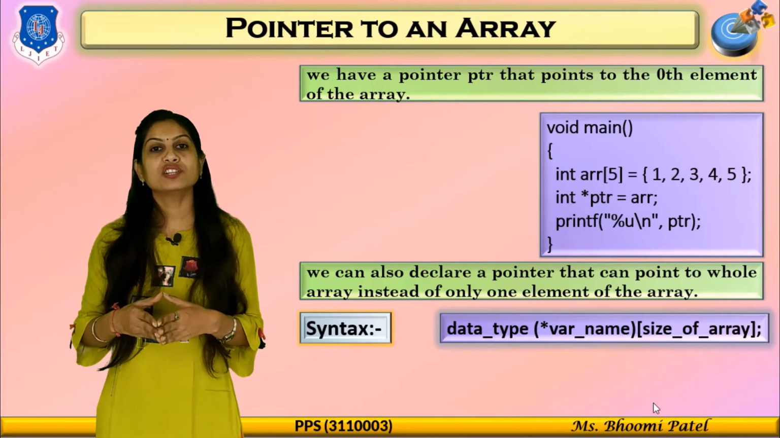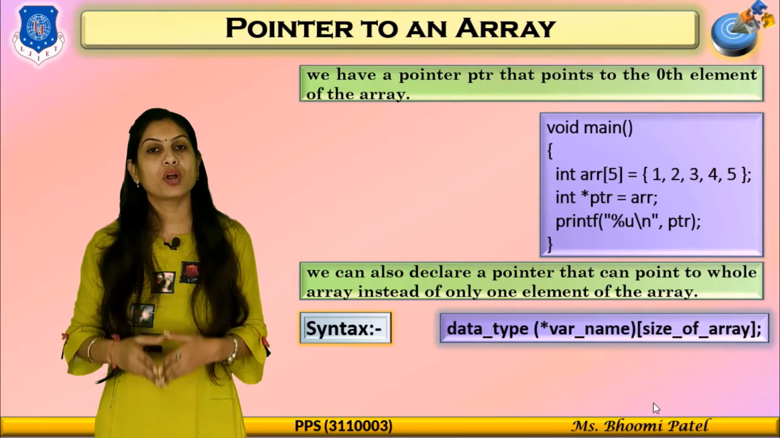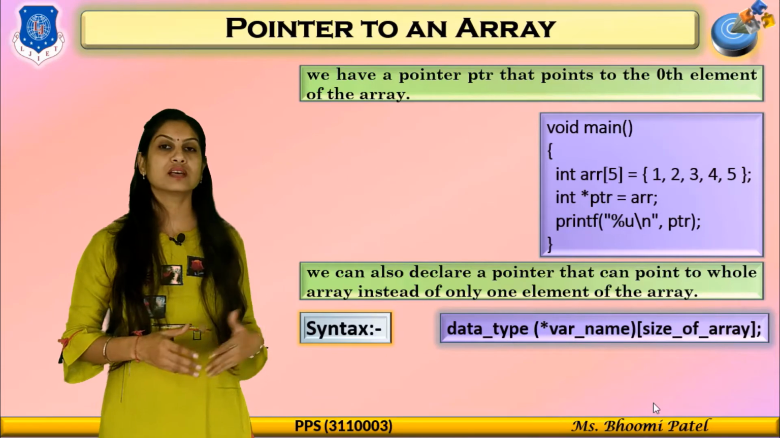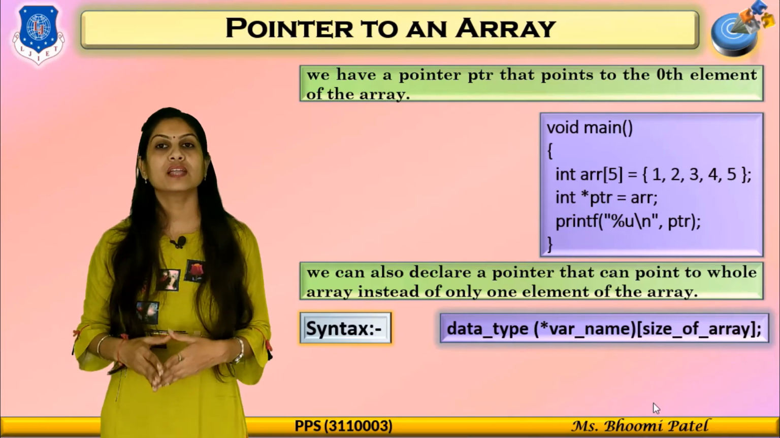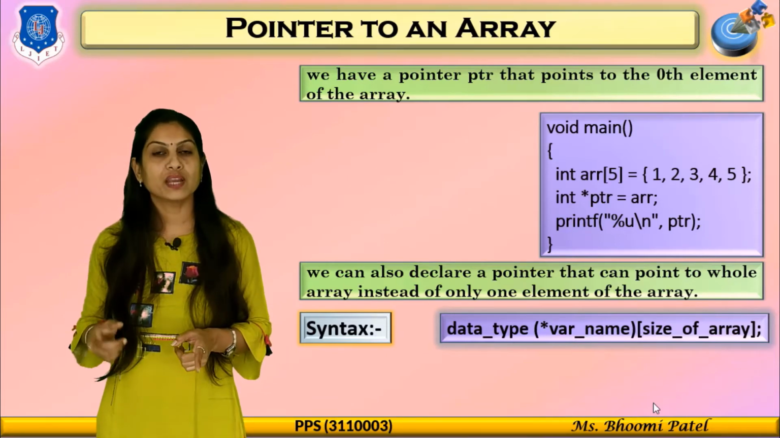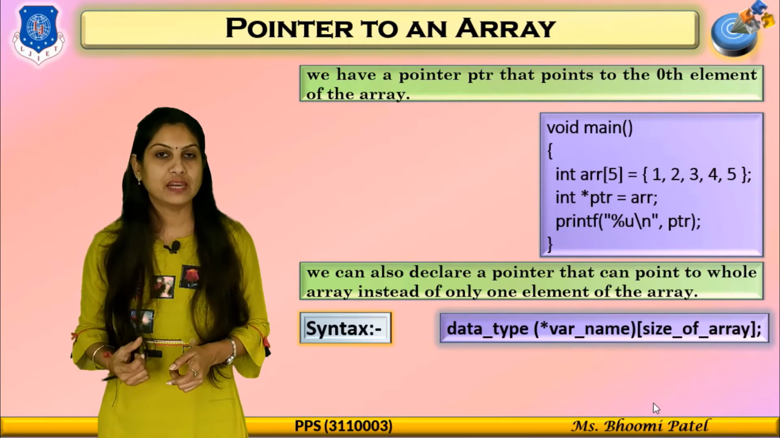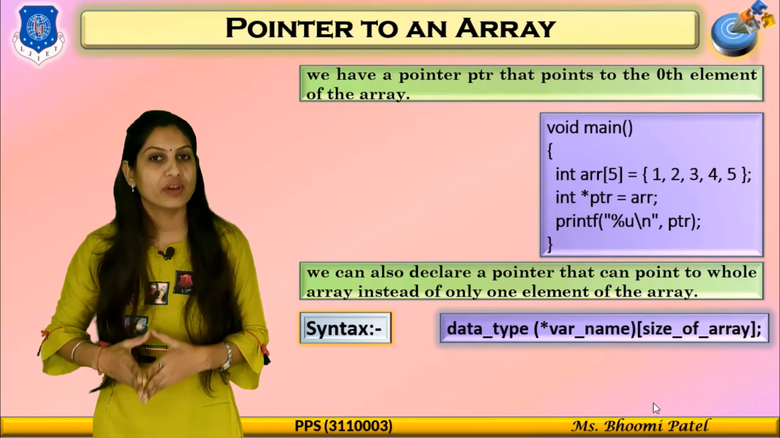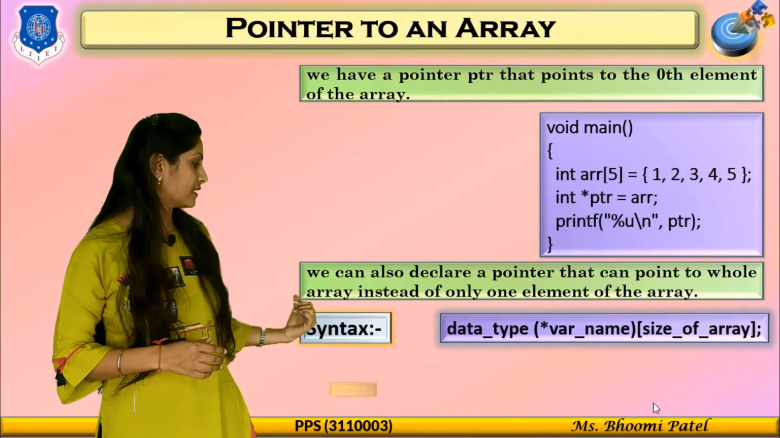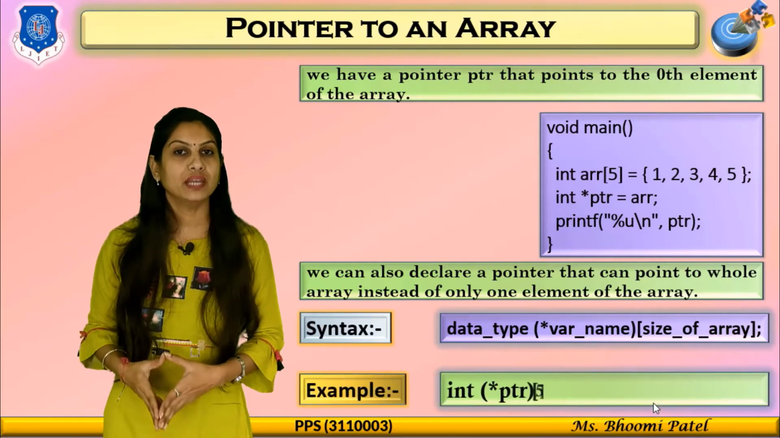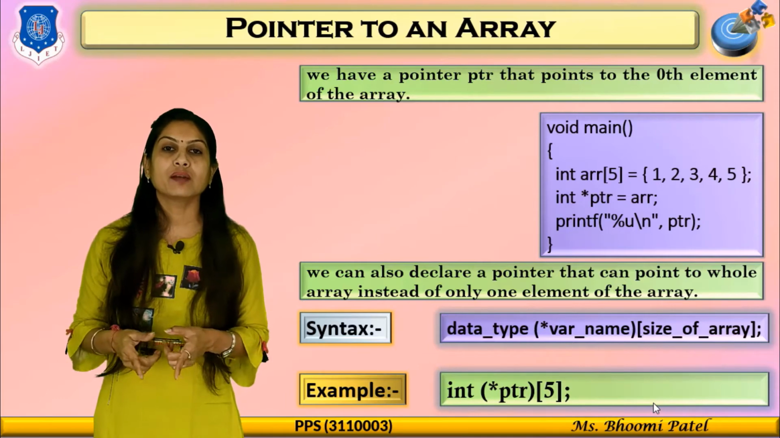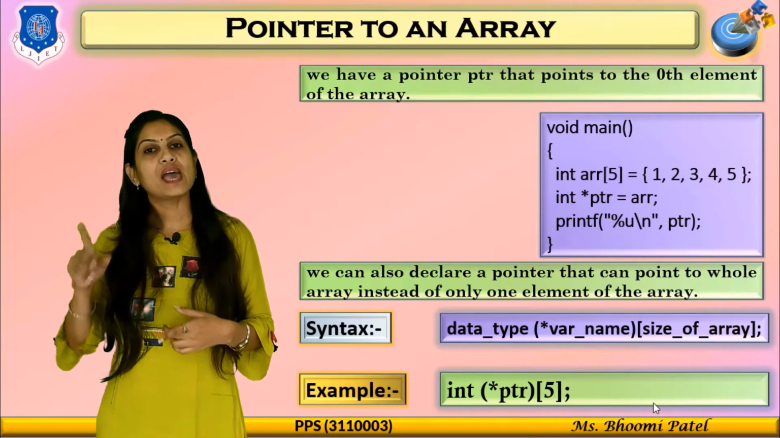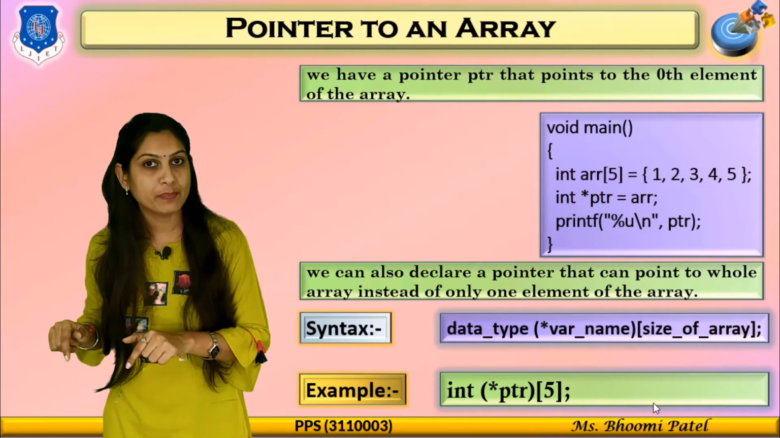But now my logic is changed, now my pointer points to the whole array. For that we have to use the syntax: data type, then inside round brackets we write star variable name, and then in a square bracket we write the size of the array. See here in an example, I am writing the data type integer, then in round brackets my pointer name, suppose ptr, and it points to an array. For that we are writing square brackets.